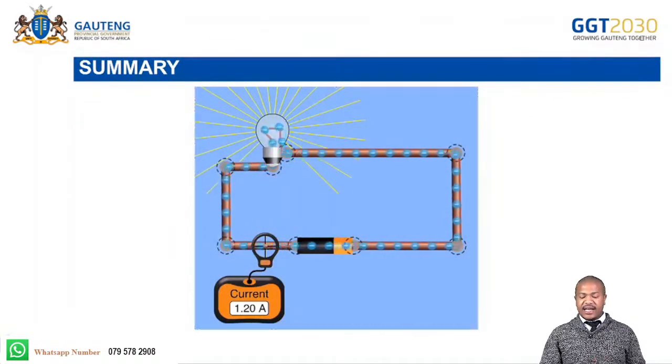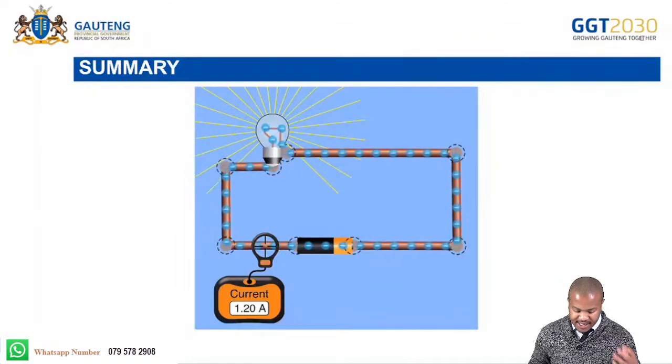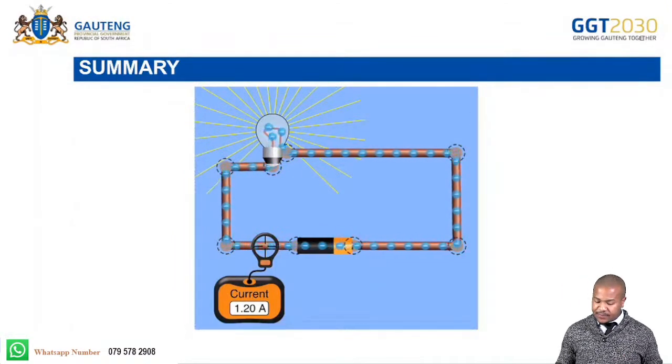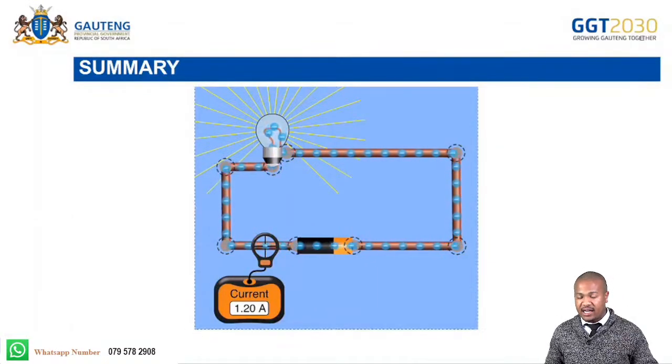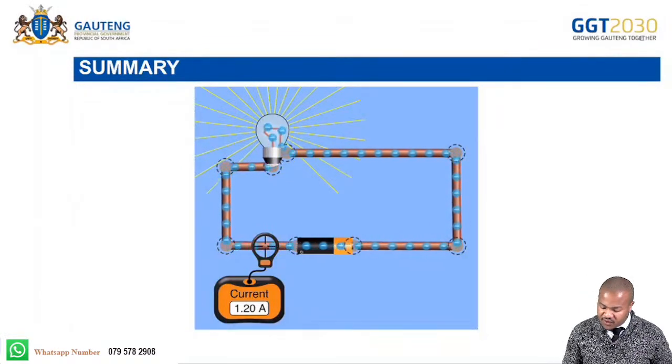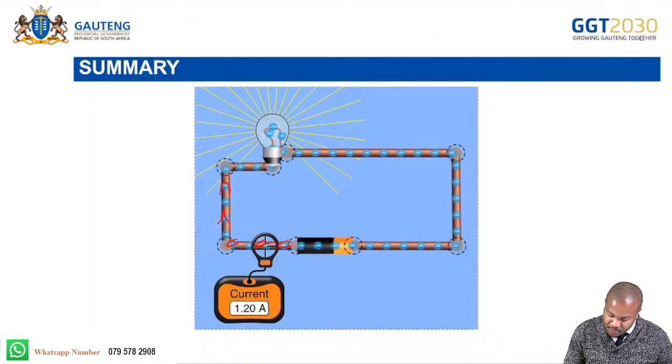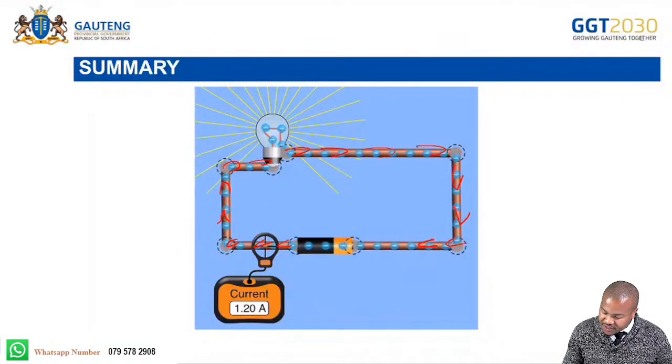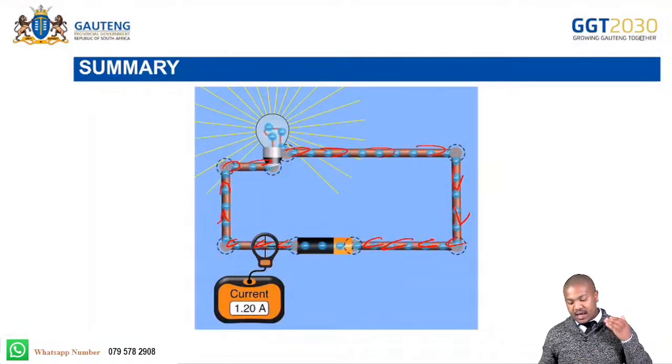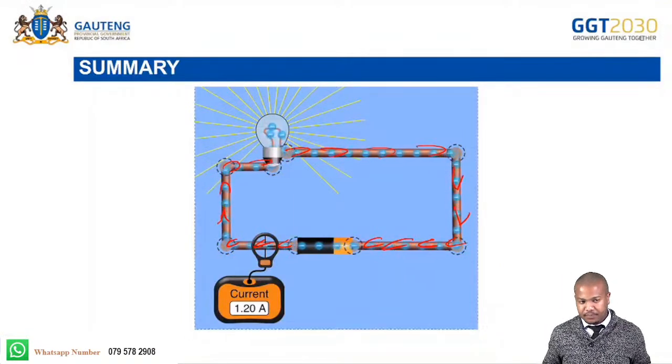So this is an example of a series circuit, right? Looking at this, it has one pathway for the current to flow. And we said that the direction of the current moves from the negative terminal of the cell or battery along the whole circuit and back to the positive terminal of the cell or battery, right?